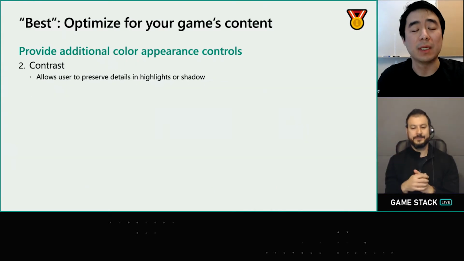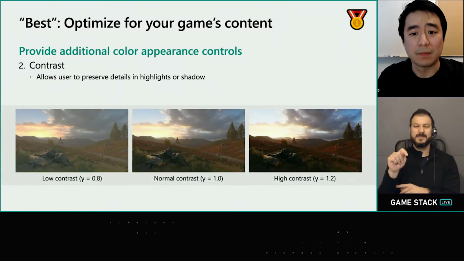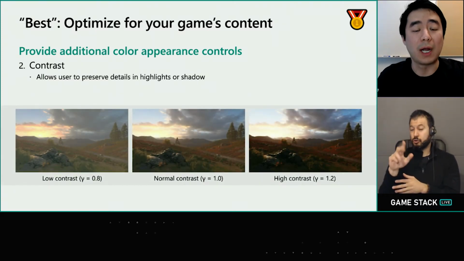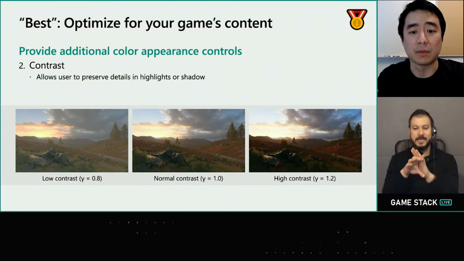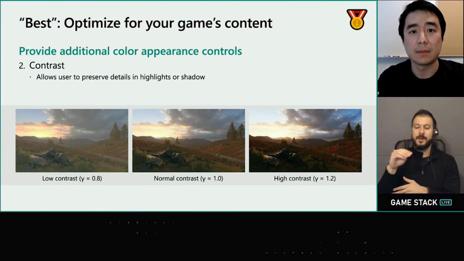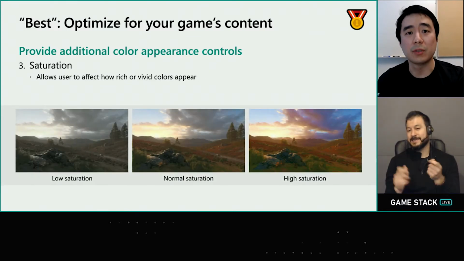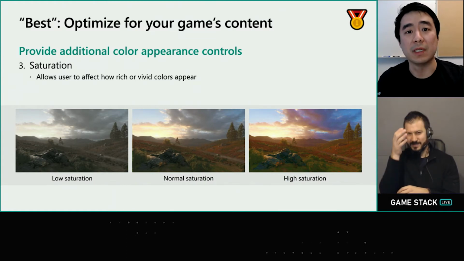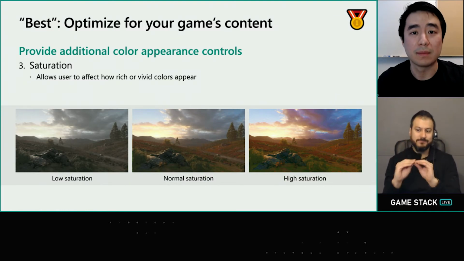The second adjustment is contrast, and this behaves mostly the same as in SDR games. You can tune contrast to preserve more details in shadows or highlights in a scene. And this is implemented with a power or gamma function. The final adjustment is saturation, which is also a familiar concept from SDR games. This adjusts how rich or vivid your colors appear, and this is implemented with a color matrix.